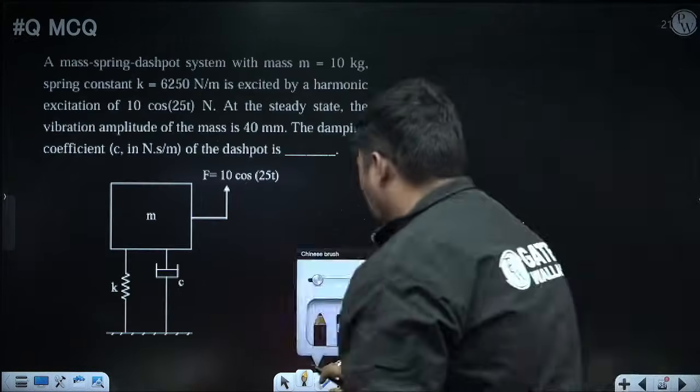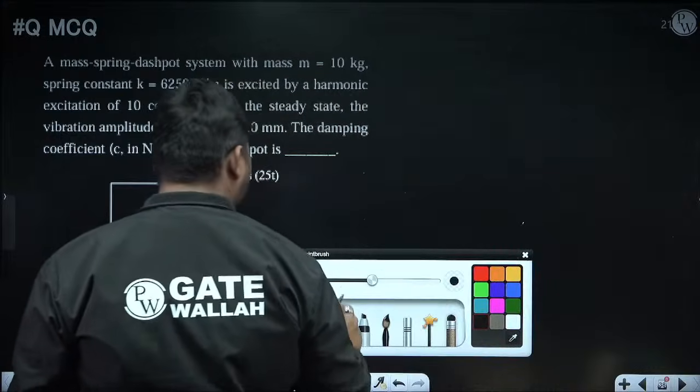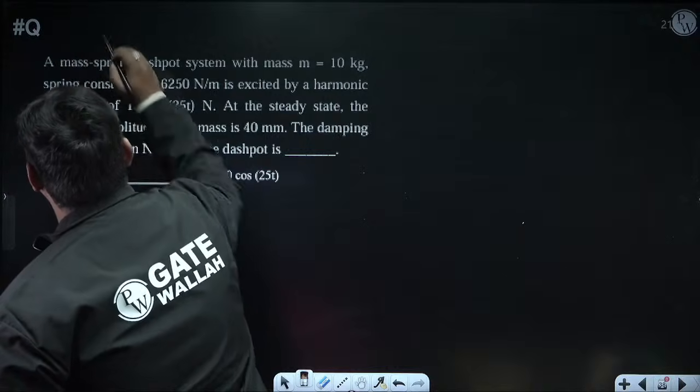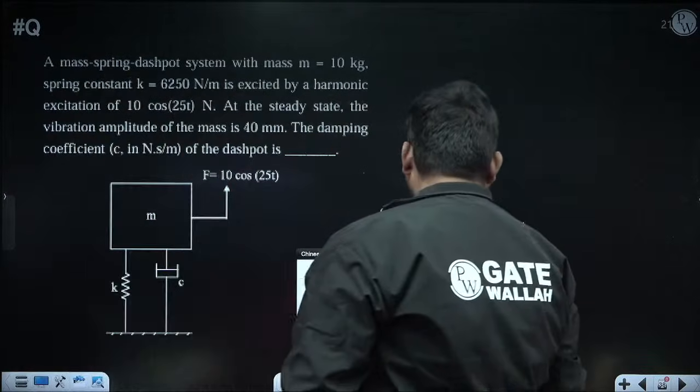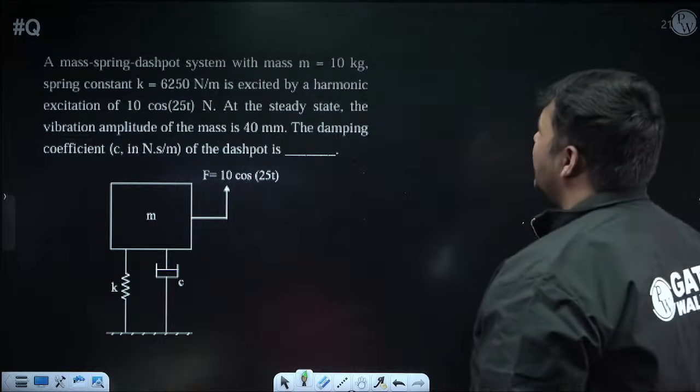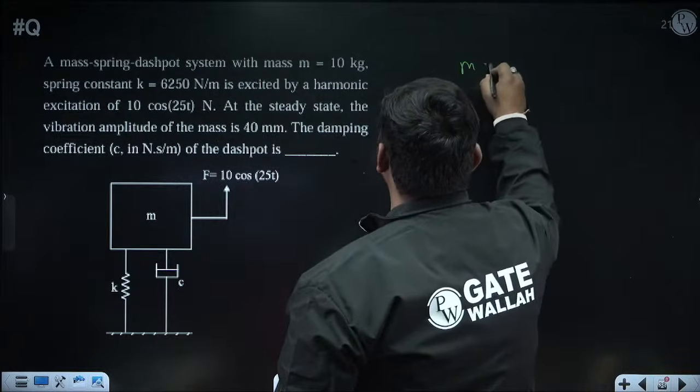Like this. This is the last question. One more question I am discussing. It is an 80 question. What is this question saying? A spring mass damper system has a mass M of 10 kg.